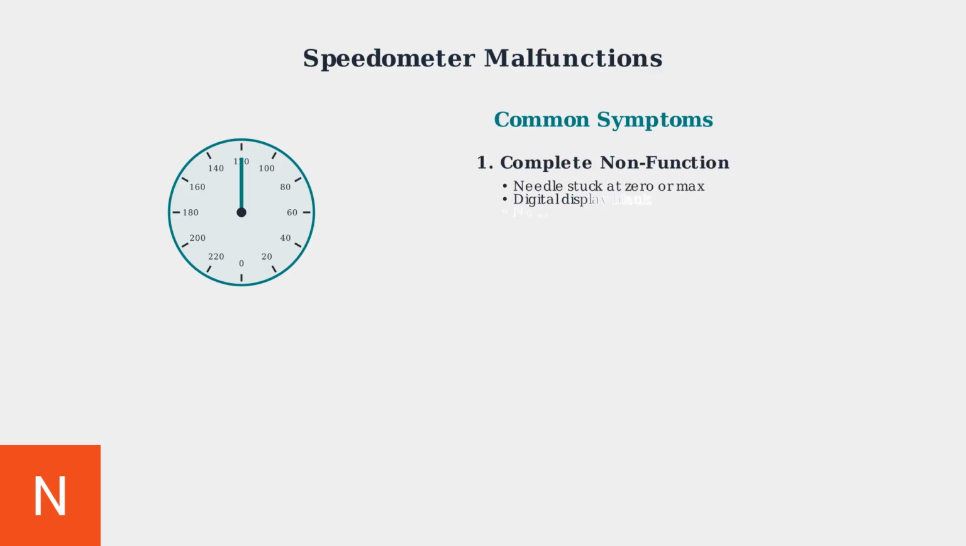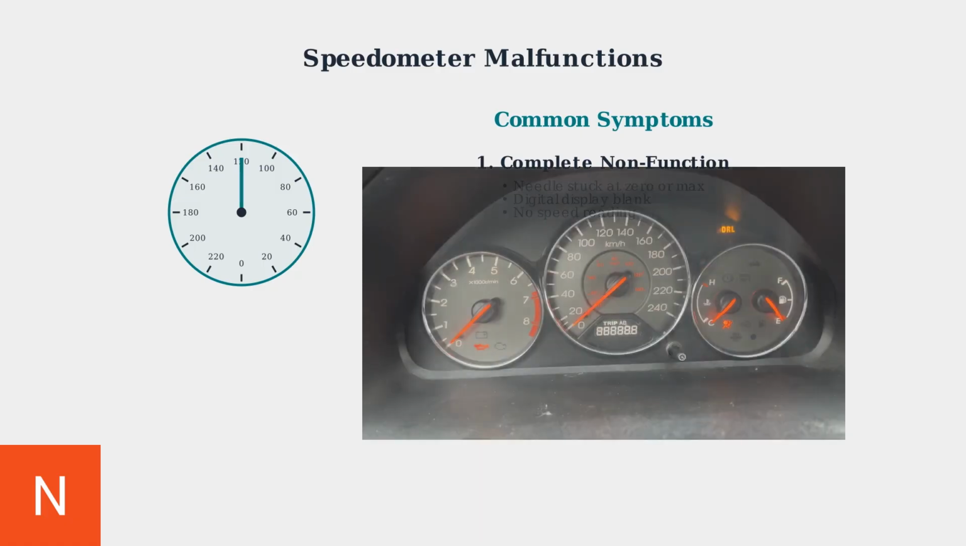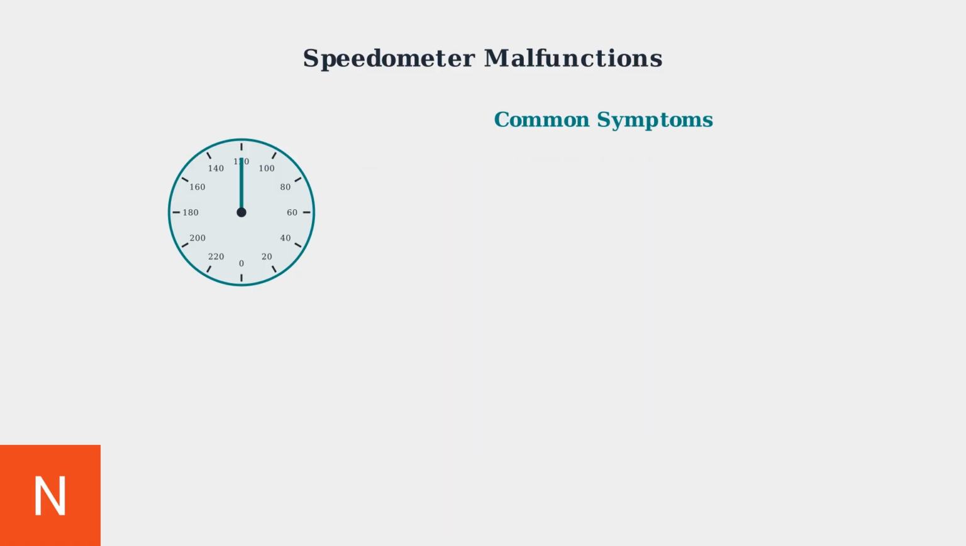First, complete non-function. This is when your speedometer needle gets stuck at zero or maximum, or your digital display shows no speed reading at all. Here's what a malfunctioning dashboard might look like, with gauges showing erratic or stuck readings.